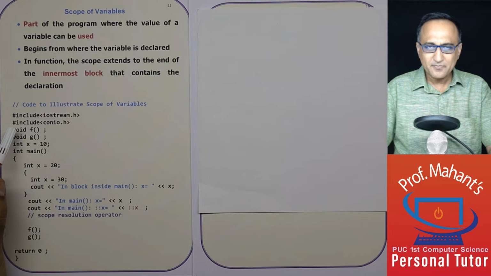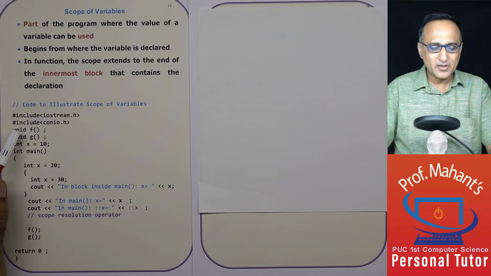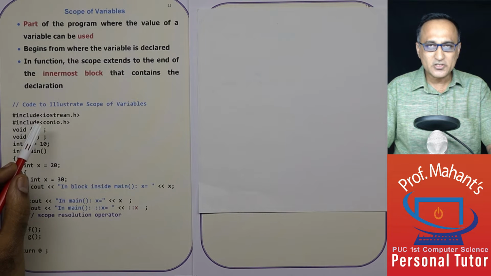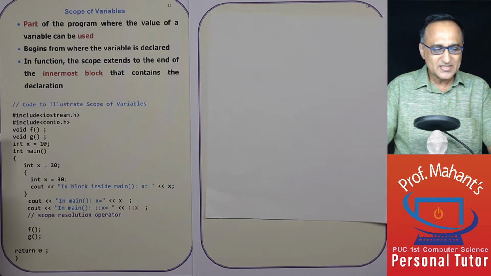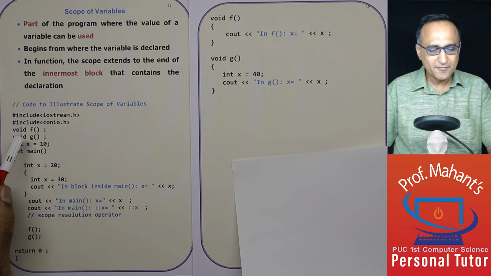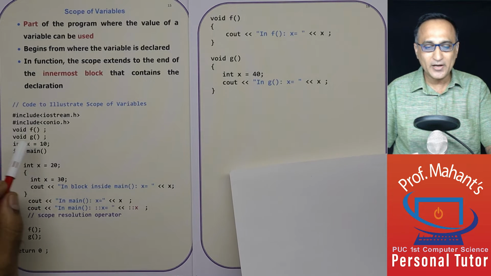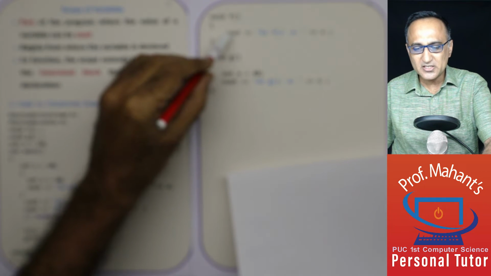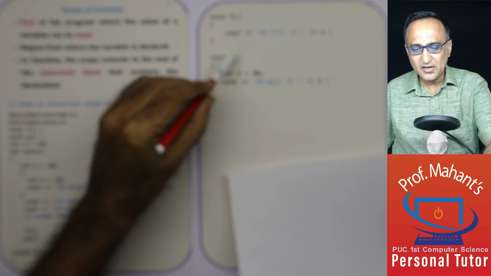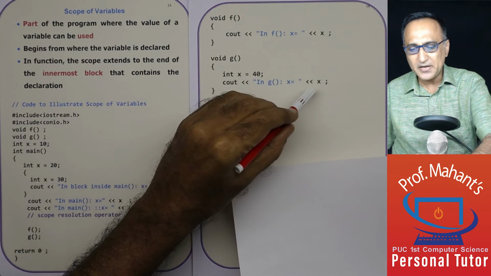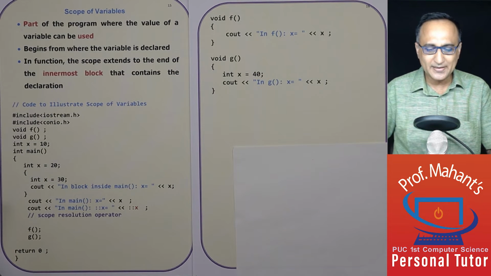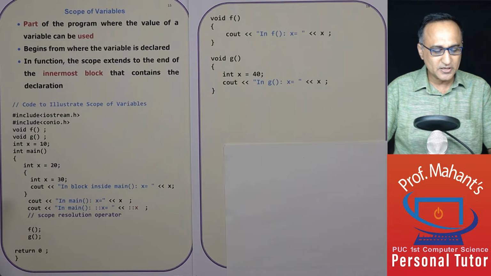This is a program which actually does nothing meaningful. It is just used to illustrate the concept of scope of a variable. In this program, I have a function f and a function g. The reason both are mentioned as void is because both are not returning any values. So you will see there is no return statement in f as well as in g. In f, I am printing the value of x. Same in g, I am printing the value of x. We'll come to that a little later, but just take a look at what those functions are.